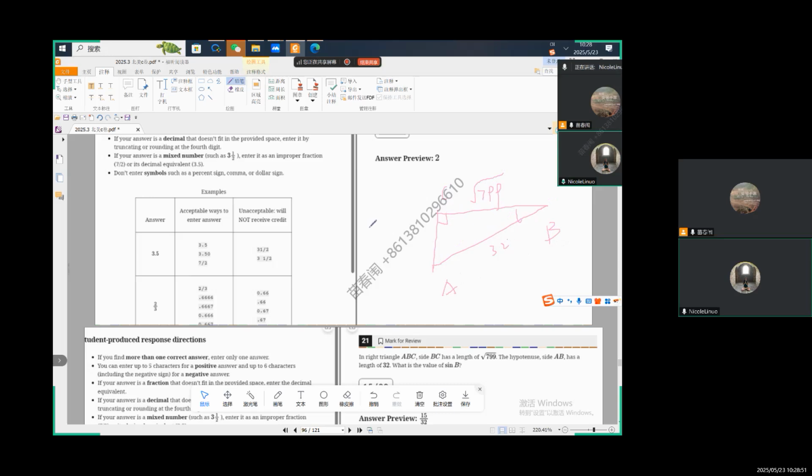So I think it's 15 over 32. Yeah, find the size of it, right? Yep. Then divide it by definition.